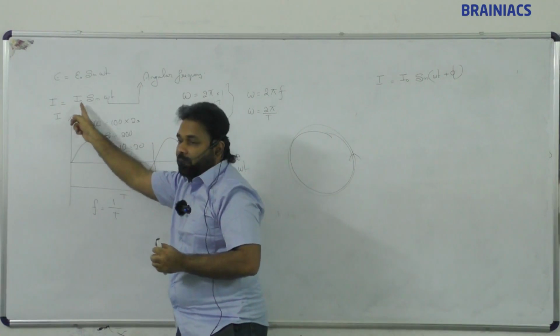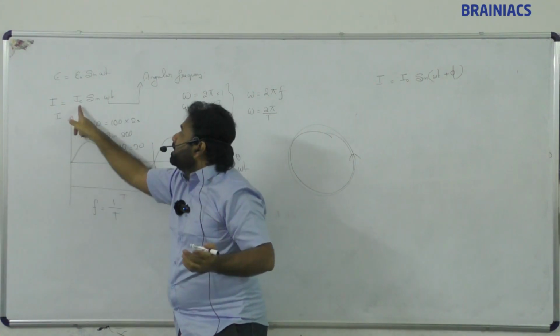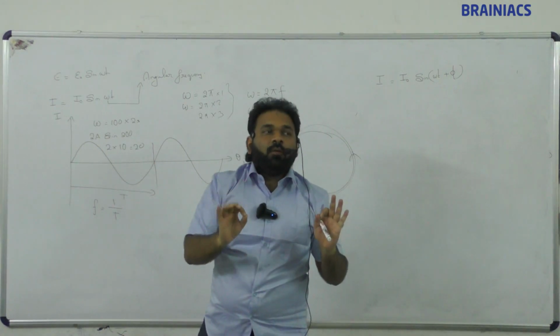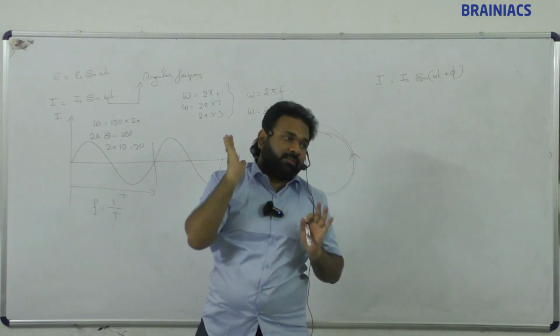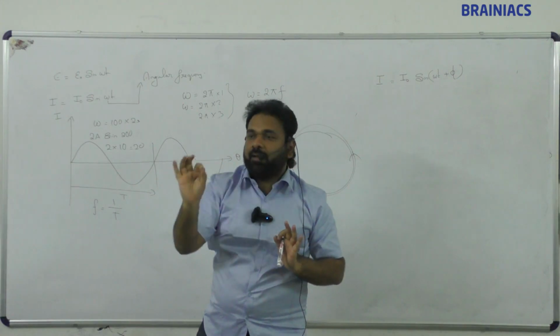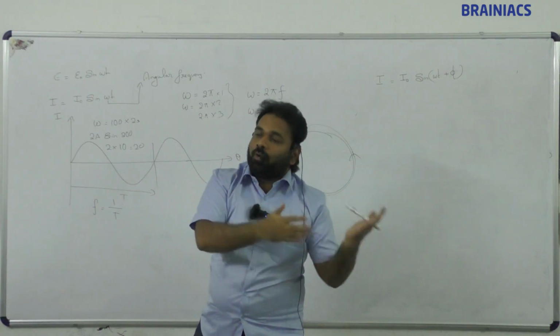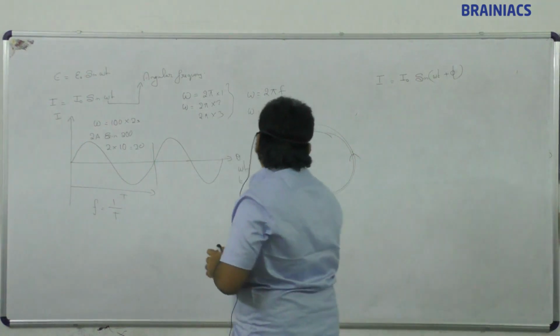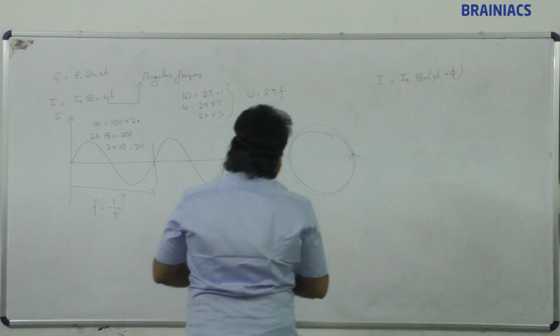This is only the peak value. RMS we will come to later. This is the peak value. This is the instantaneous value. What is the value of current at an instant? At time t is equal to 5 seconds, or at 9 o'clock 5 seconds, likewise. Okay, instantaneous value. Clear?